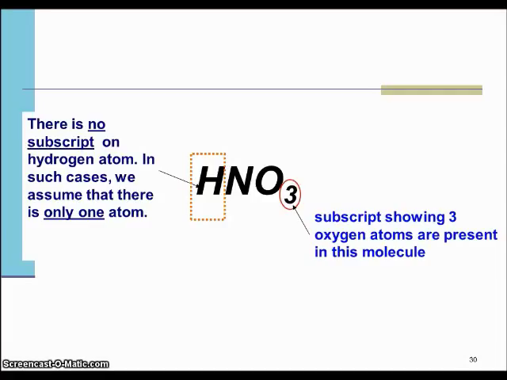Now in this example, we have nitric acid, HNO3. Notice that there is no subscript on the hydrogen atom. In such cases, we assume that there is only one hydrogen atom. If you look at the oxygen, the subscript shows that 3 oxygen atoms are present in this molecule.